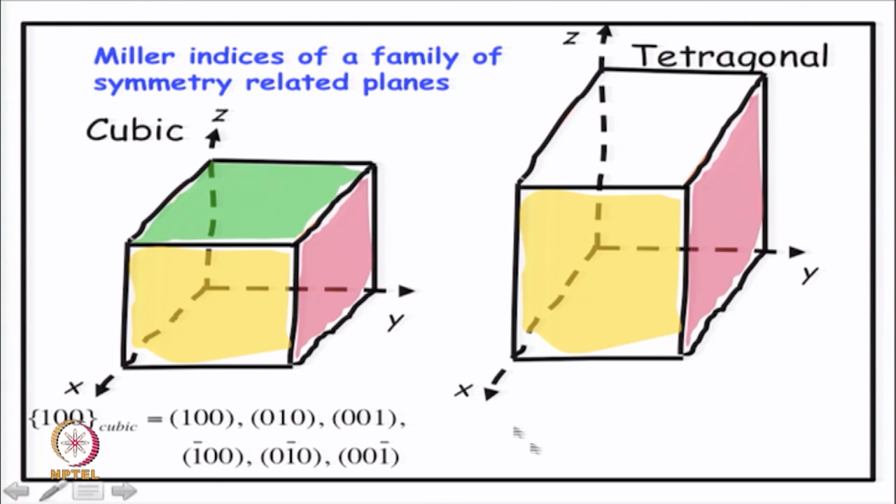Let us consider the tetragonal. We have already seen that 1 0 0 cubic means these 6 indices. But what about 1 0 0 tetragonal? 1 0 0 tetragonal in terms of the face is the front face of the tetragonal unit cell, the yellow face. But tetragonal has a 4-fold symmetry axis parallel to the z axis. So, all the vertical rectangular faces are equivalent. So, 1 0 0, the yellow face, is equivalent to 0 1 0, which is the red face here.